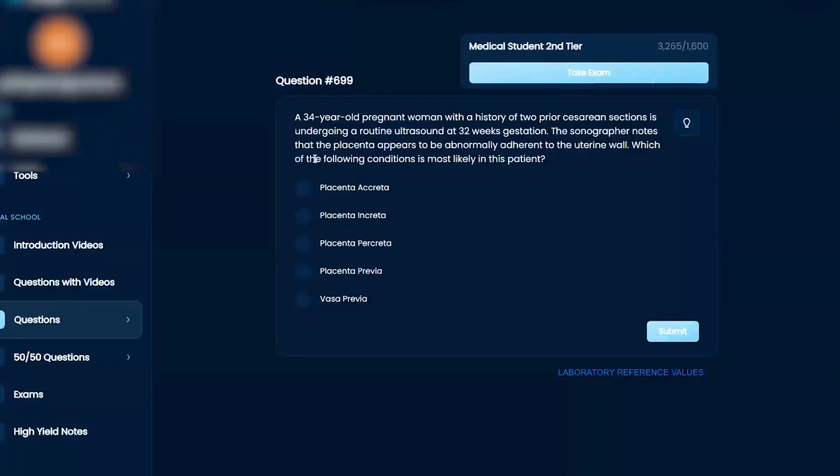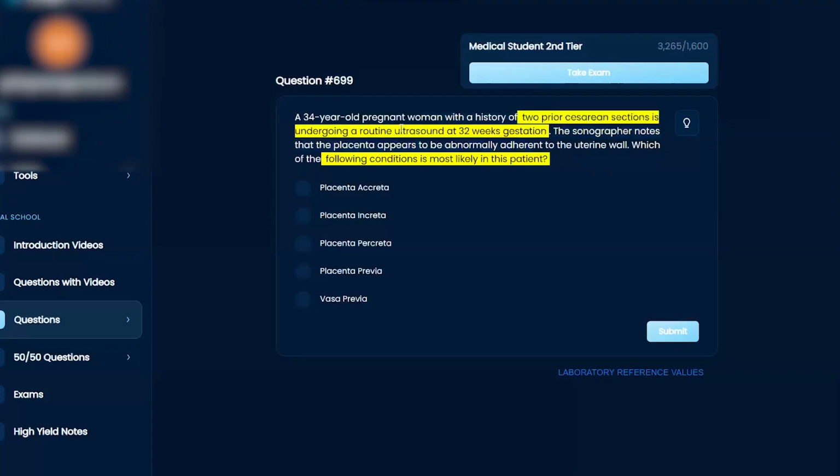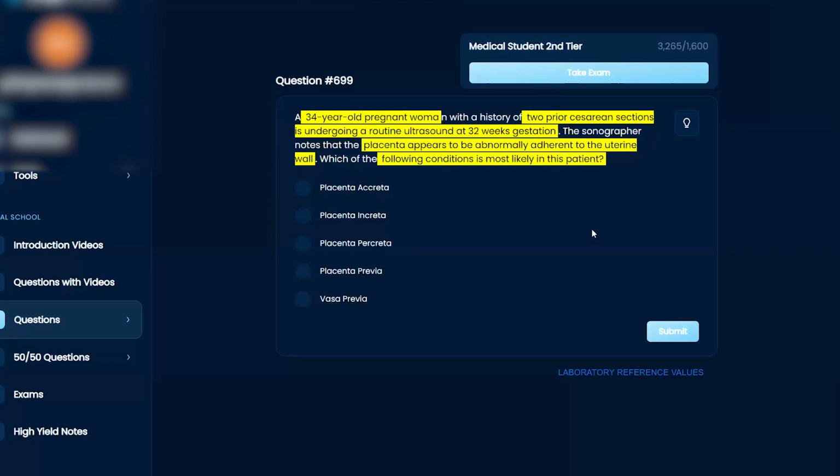Which of the following conditions is most likely in this patient? Placenta accreta, increta, percreta, previa, or vasa previa. A 34-year-old pregnant woman with a history of two prior C-sections is undergoing a routine ultrasound at 32 weeks gestation. The sonographer notes that the placenta appears to be abnormally adherent to the uterine wall. Which of the following conditions is most likely in this patient?